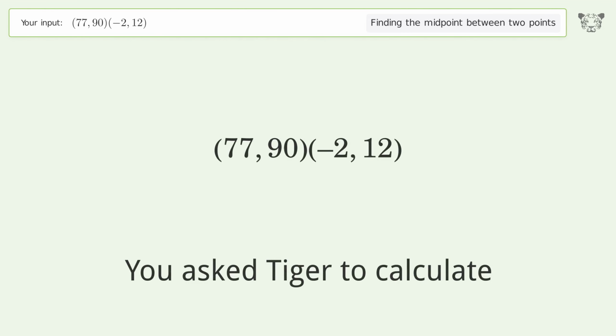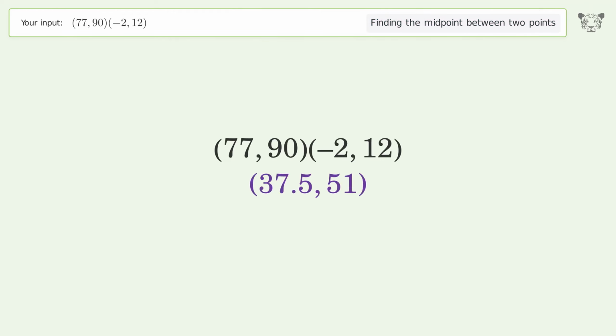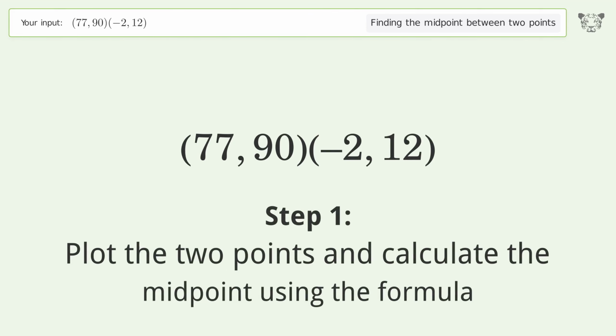You ask Tiger to calculate. This deals with finding the midpoint between 2 points. The midpoint between the 2 points is 37.5, 51. Let's solve it step by step. Plot the 2 points and calculate the midpoint using the formula.